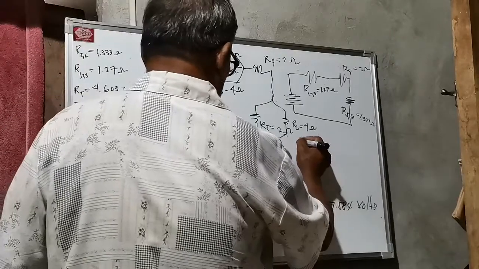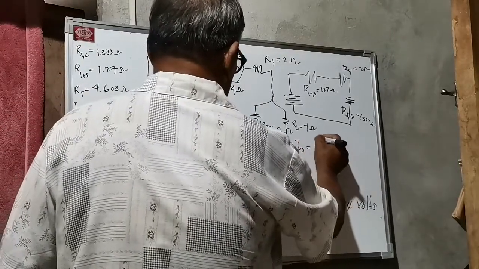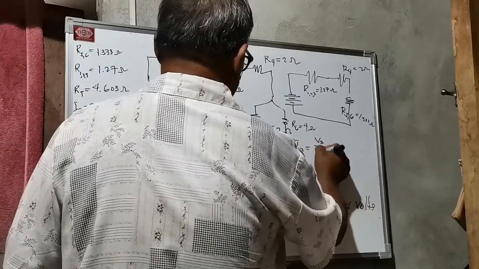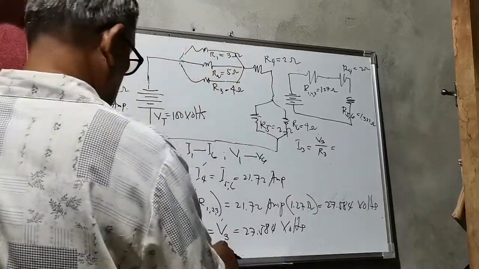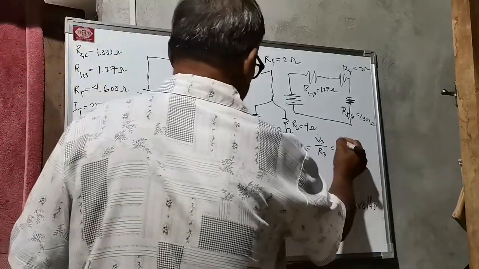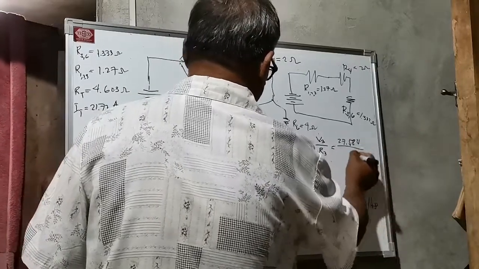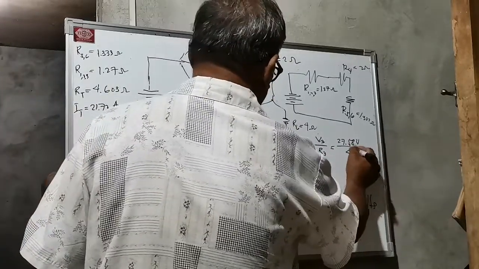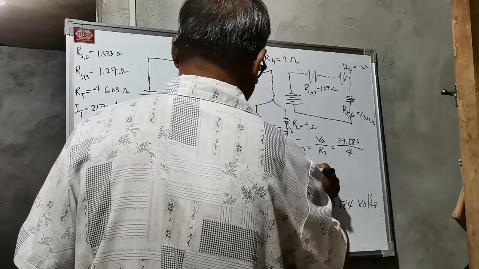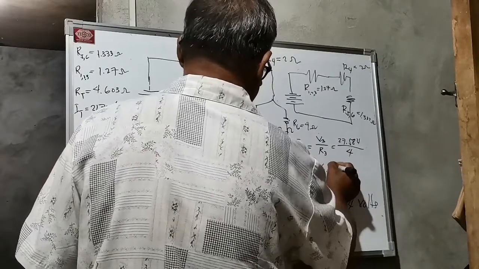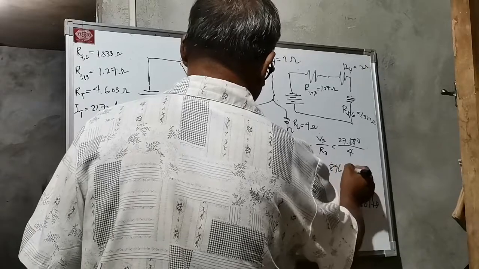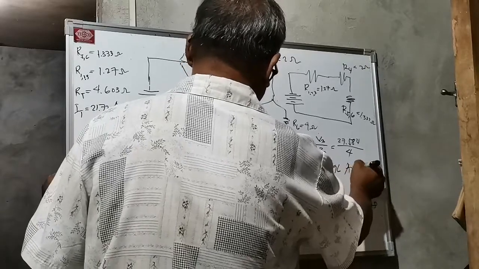Okay, we are now going to solve for I3. I3 is equal to V3 over R3. Do we have the value of V3? Yes, 27.584 divided by R3, which is 4, will give us the value of 6.896 amperes. Now, we are going to check.